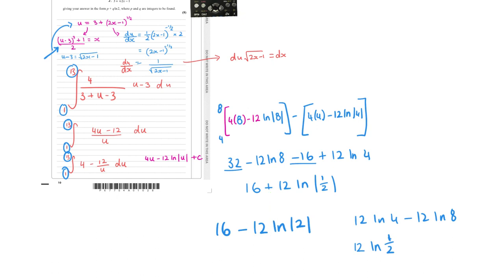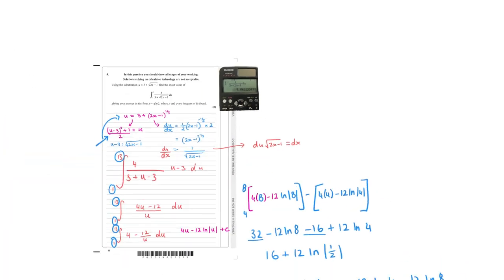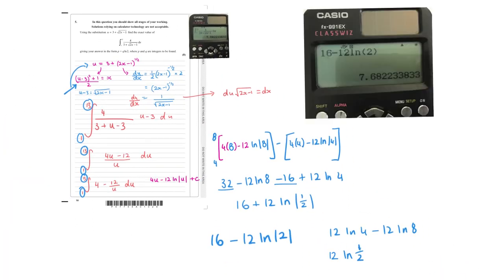Okay, and now, I'm not even going to check the mark scheme, I'm going to put this into my calculator. 16 minus 12 ln 2. What do I get? Oh, look at that. You get 7.6822, and so on. Now here you can see this is what's happening. You can see that we get the same thing. So remember, watch out for the mistakes. Remember that you can check this at the end, and all of your log laws.